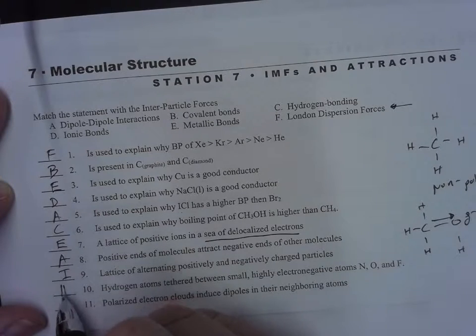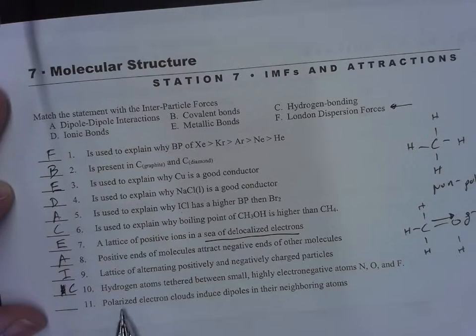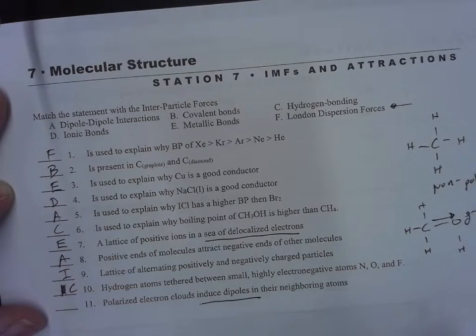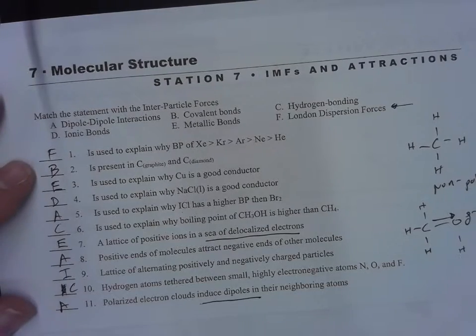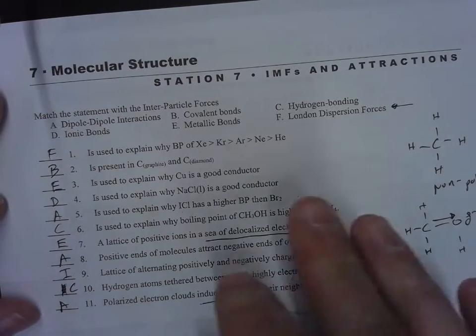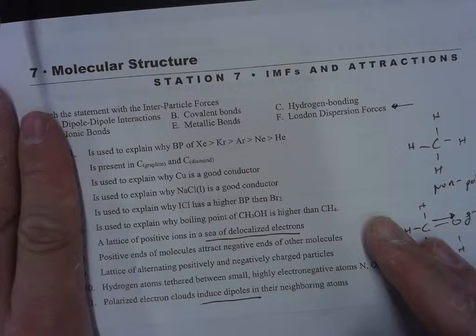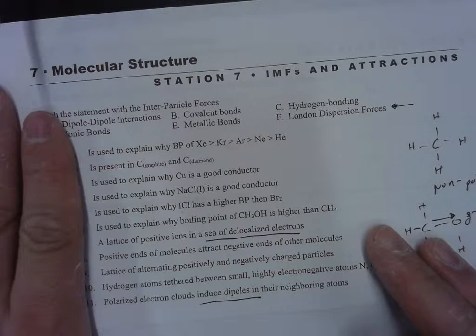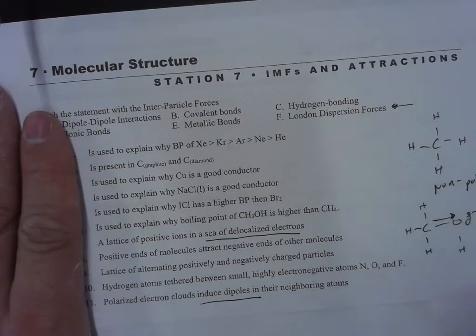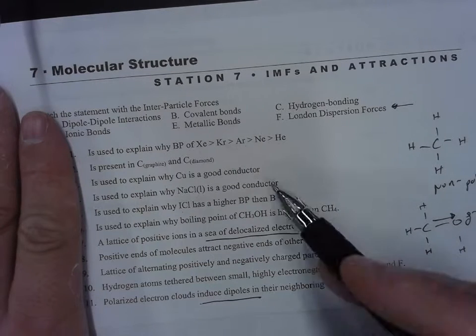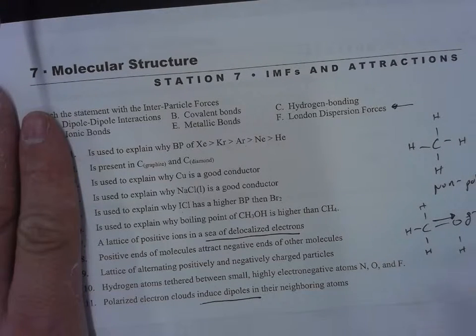Hydrogen bonding. Polarized electron clouds induce dipoles in their neighboring atoms. That's dipole-dipole. Hey, I would save this. This has got all the definitions on it. Drill yourself on this one. See if you understand it. If you don't understand what this means, you need to see me so I can explain it in detail further. Although it was in the notes, explained in detail as well.